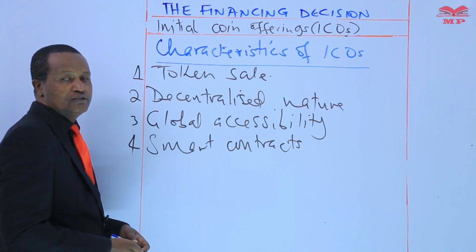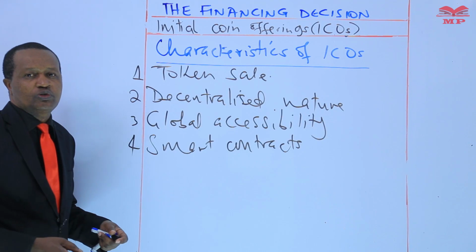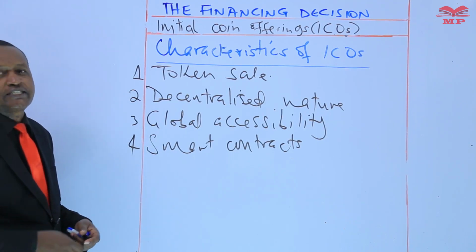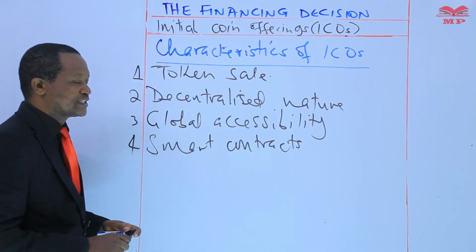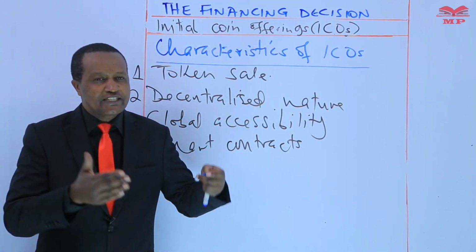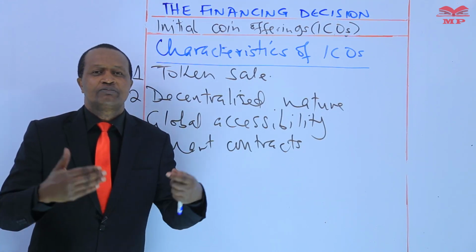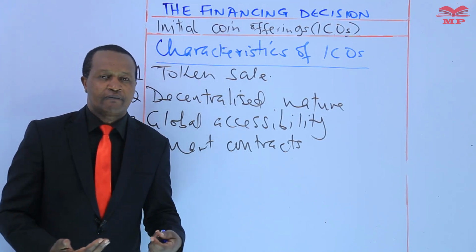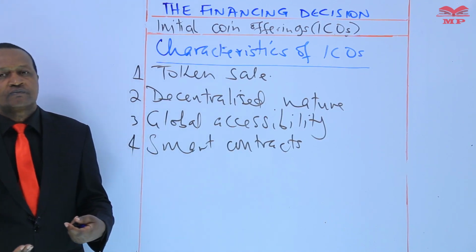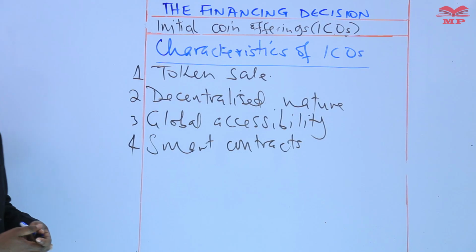All right? Courtesy of technology. Smart contracts are self-executing contracts where the terms and conditions are written within the code. And that makes the process transparent. So there is transparency in the fundraising process.